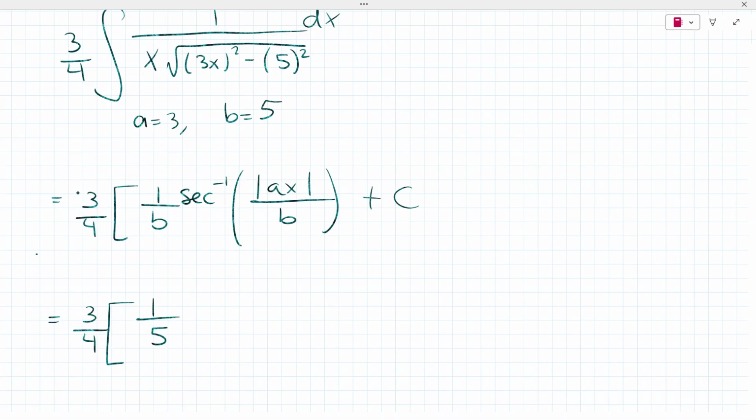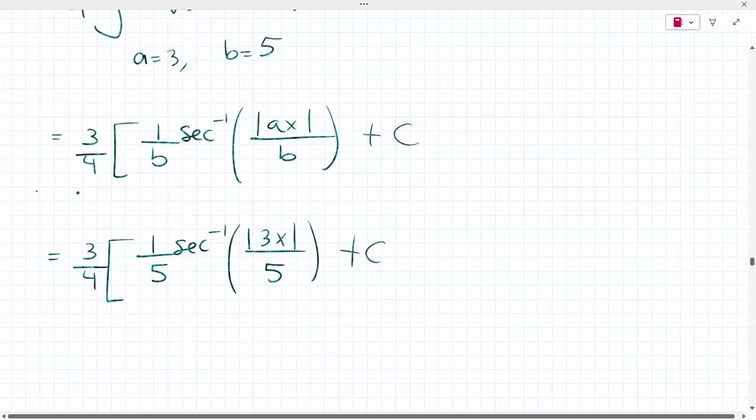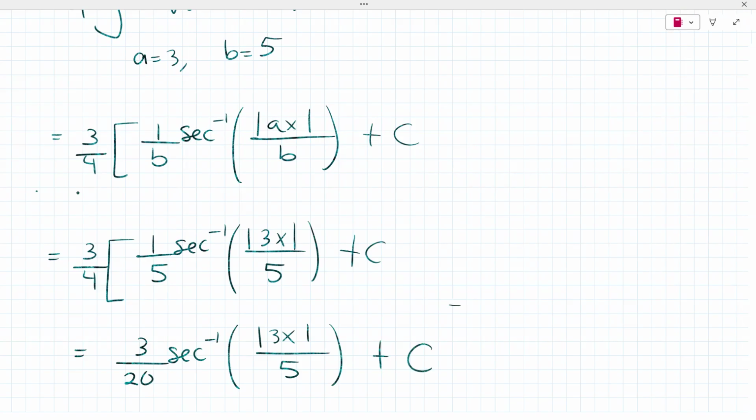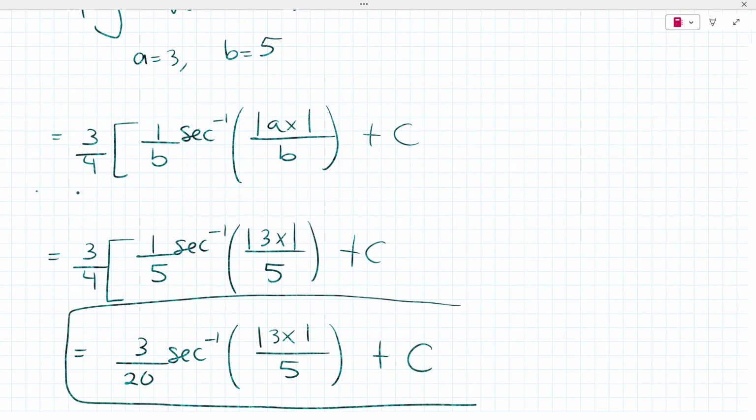B is 5. The inverse of a is 3x over b, which is 5. Let's see. Put it all together. 3/4 times 1/5 is 3 over 20, secant inverse of 3x over 5 plus c. Right, not too bad.